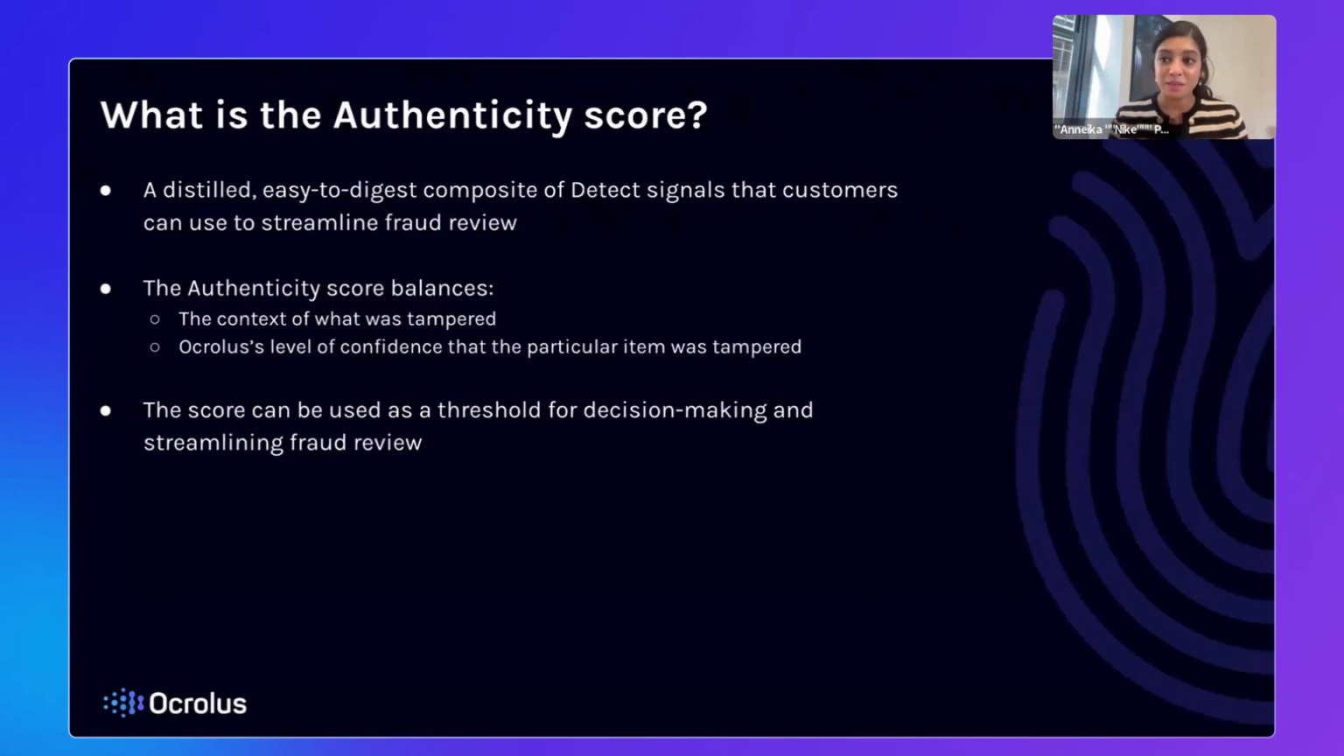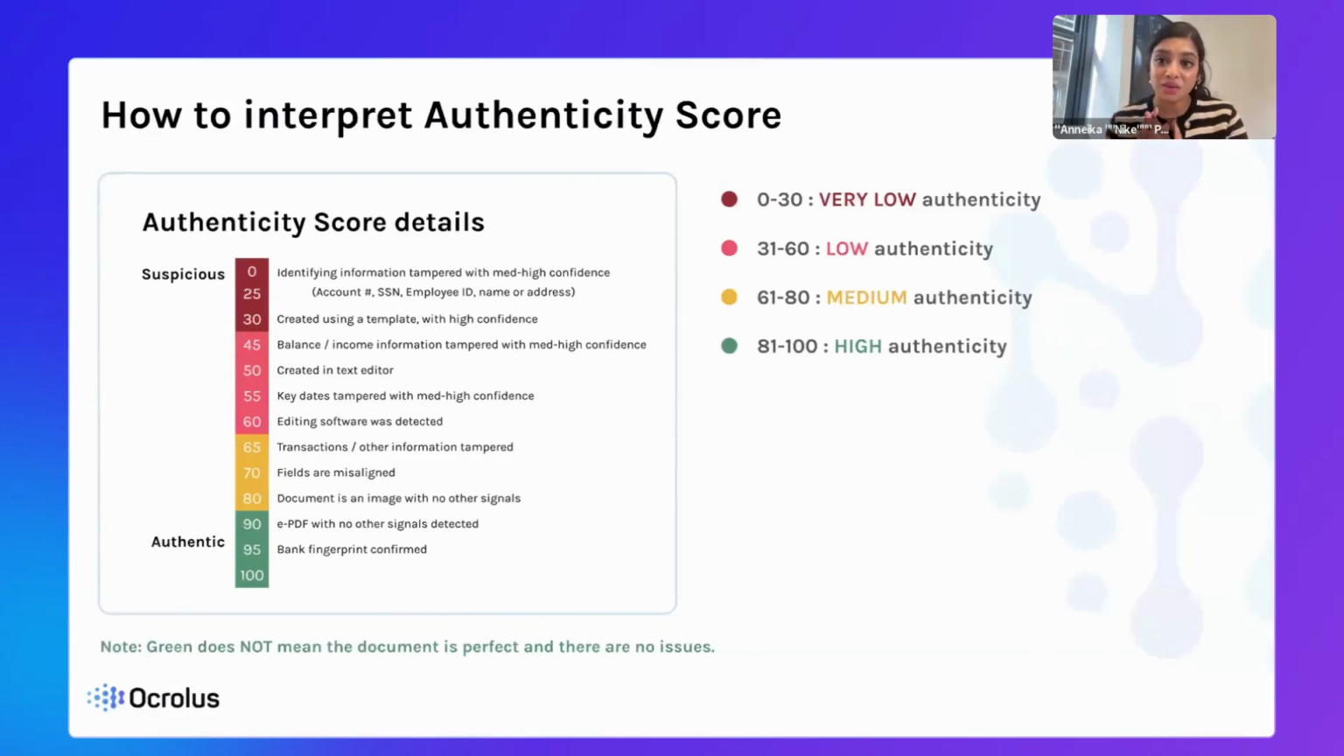You can absolutely dig deep into the individual signals. You can dig into where they were and what types of signals they were and how severe they were. But if you want a high level overview of how suspicious or trustworthy the document is, you can do that with our authenticity score. So we give you a book level authenticity score for the whole application, and we give you an authenticity score for the documents therein. And again, it gives you the context of what was tampered and how confident we were that that particular item was tampered. Well, we like this score because it also can help with making decisions based on thresholds.